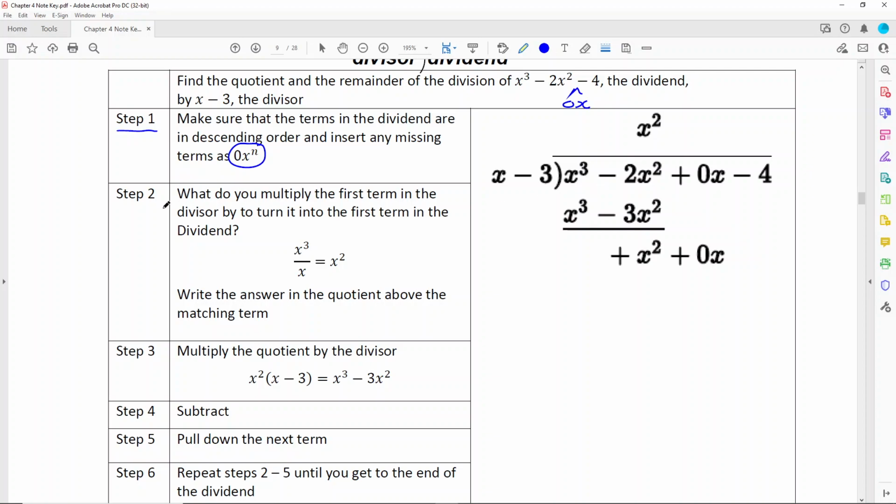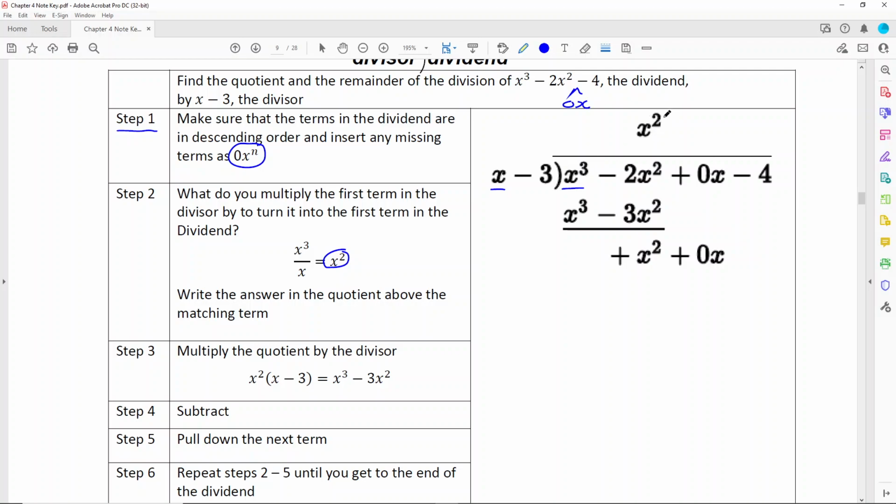From here, we're going to look at the process of division. Step number 2 is where the division actually starts. So we've set up the division question, and now we're going to look at the actual division. What you're going to do is divide the first term of the dividend by the first term in the divisor. So x cubed divided by x gives you x squared. That is going to be the first number that goes into your quotient.